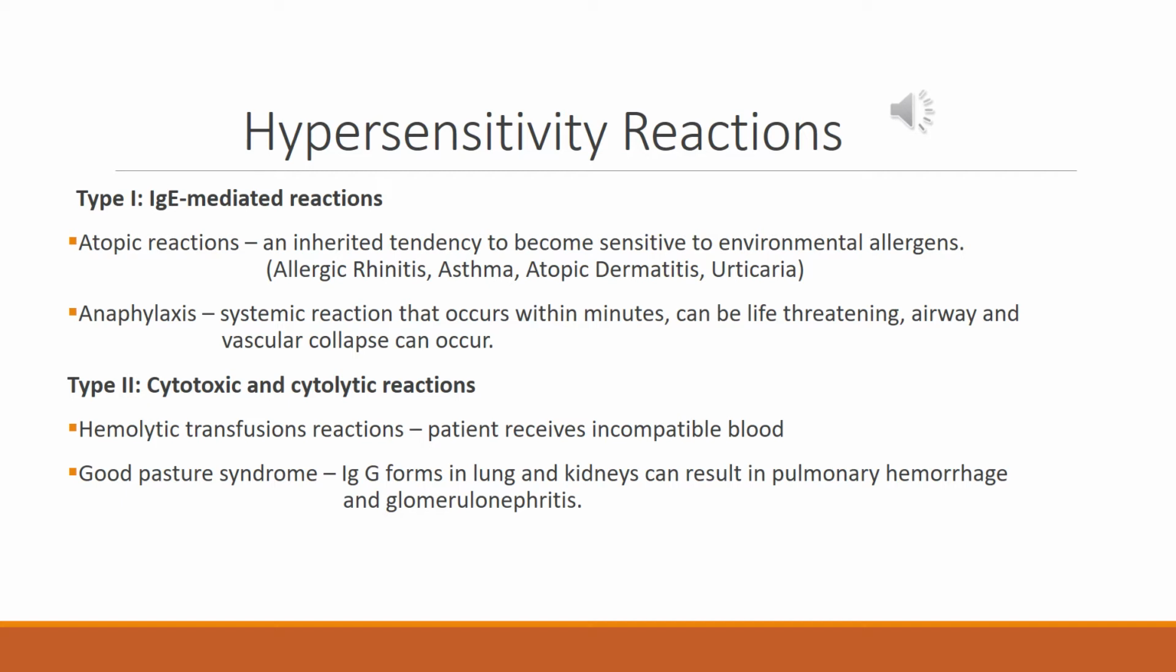The next one is type 2, which is cytotoxic and cytolytic reactions. Hemolytic transfusion reactions are a type 2 hypersensitivity reaction. The example is that the patient receives incompatible blood, like we talked about. And then there's also Goodpasture syndrome, which is a rare autoimmune disease in which IgG forms in lungs and kidneys and ends up resulting in pulmonary hemorrhage and glomerulonephritis, or a kidney injury.